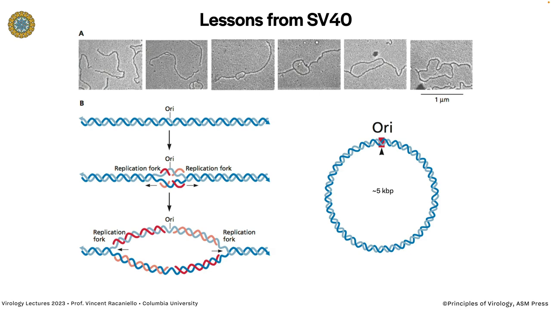The bubble gets bigger and bigger, and it's getting bigger on both sides. You can tell that by using the linear DNA as a reference. You can see it's not going in one direction or the other, it's going in both directions. Bidirectional replication. That was the evidence for that.